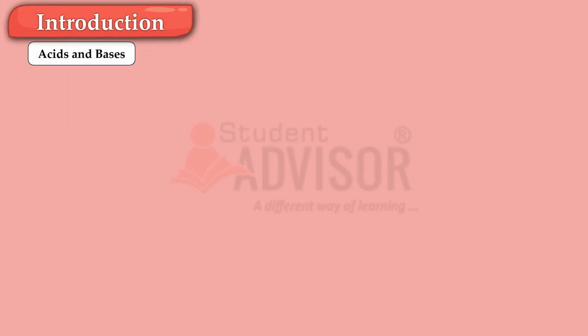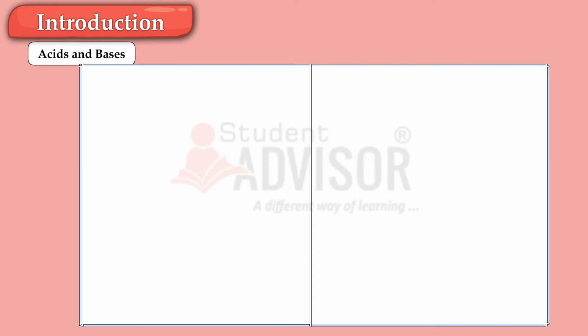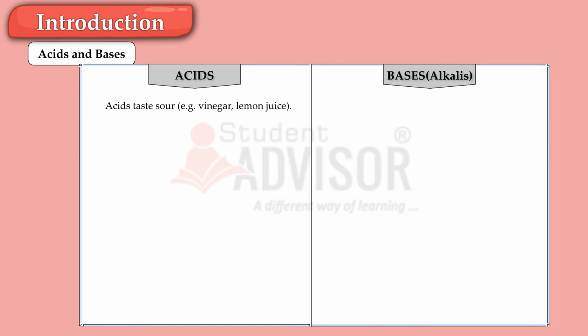Introduction. Acids and bases. Acids taste sour. Example, vinegar, lemon juice. Alkalis taste bitter. Acids are harmful to living cells. Strong alkalis are corrosive.